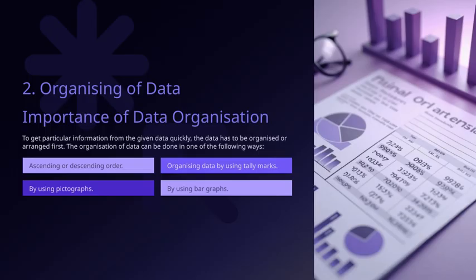Another useful way is by using pictographs, which are visual representations that make data more understandable at a glance. Tally marks are also a simple but effective method, especially when counting frequencies or occurrences. Finally, bar graphs are great for comparing different groups or categories visually. All these methods are essential tools in data organization, and they connect directly to our overall goal, making data clearer and more accessible so we can make informed decisions quickly.